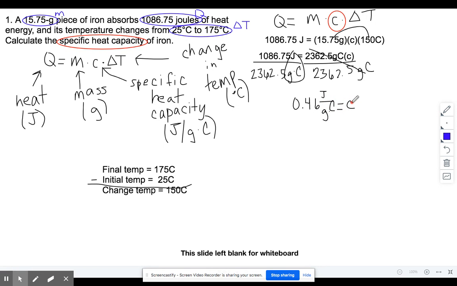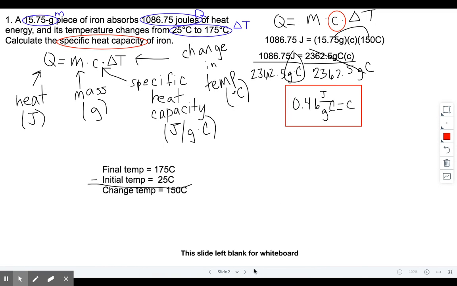Now remember, this is a small c, that's a big C. So right there, there's your specific heat capacity of the metal, of this piece of iron, is 0.46 joules over grams Celsius. That's the specific heat capacity of the iron. Let's try another one. So let me go back, find the next problem.